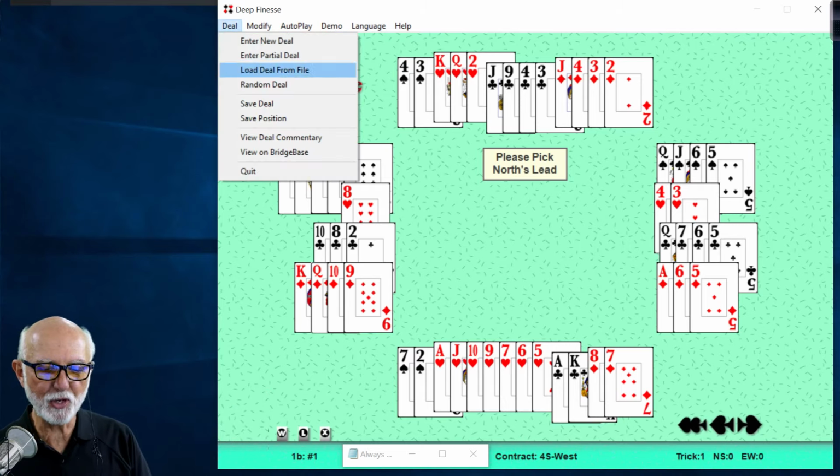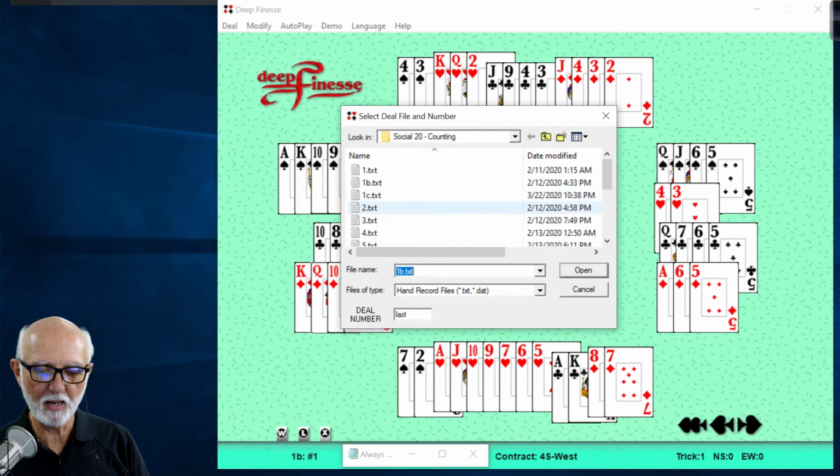Okay, we're going to go off to hand number 2 and see how we can do on that one. So load deal from file number 2.